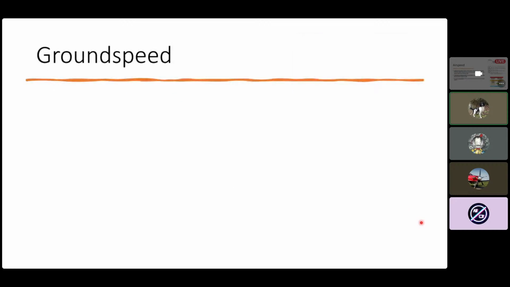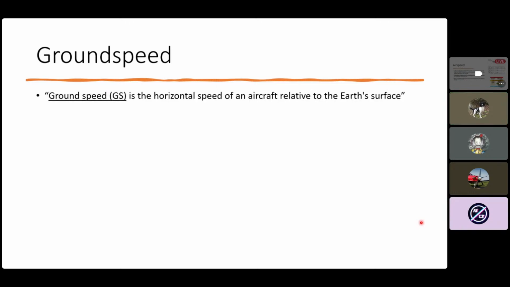Okay, so ground speed, what is it? Can anybody hazard a guess? How fast you're going in relation to the ground? Absolutely. Not a trick question. Ground speed is the horizontal speed of the aircraft relative to the Earth's surface. Thank you, Wikipedia, for making everything so complicated. It's the speed that you're moving over the ground.